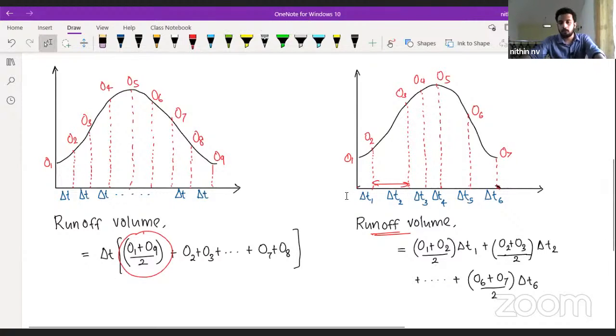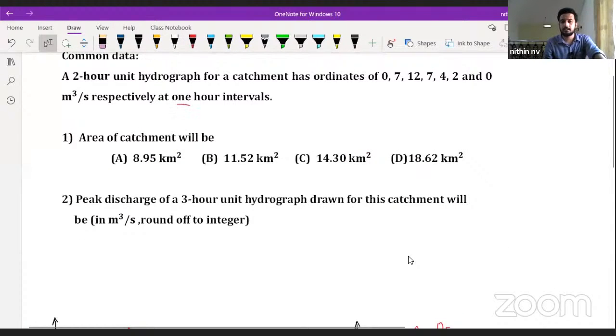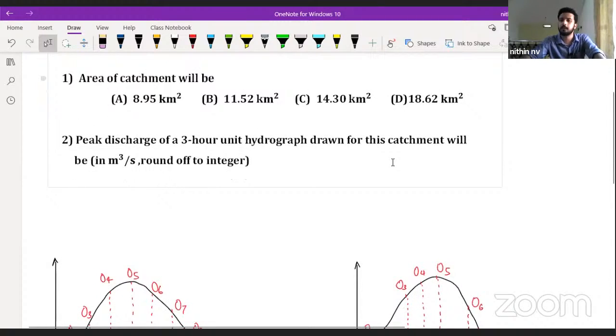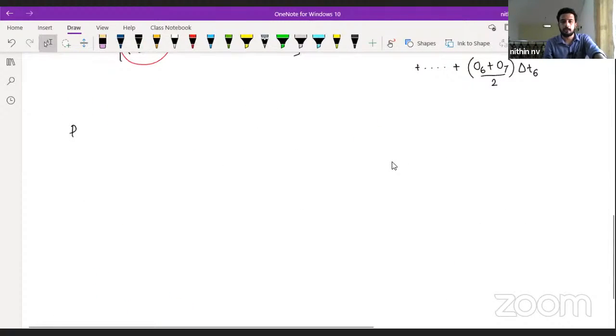Okay. Now coming back to the question, they have given everything. It is in 1 hour interval, which means delta T is same everywhere, 1 hour. So directly we can take the sum. The runoff volume will be 0 plus, no need to take first and last 0, 7 plus 12 plus 7 plus 4 plus 2, like that we can take. So I'm writing the equation.